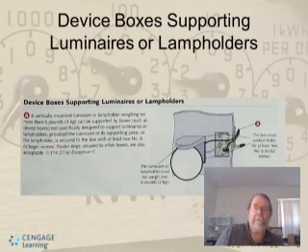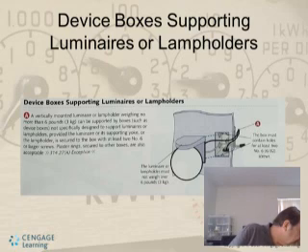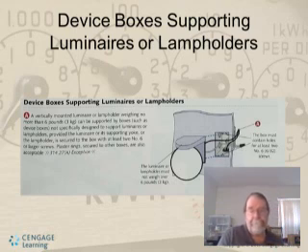Device box supporting lamp holders. Now these boxes, an outlet box used for lighting, shall be designed or installed so that a luminaire lamp holder may be attached. Boxes must be able to support a luminaire weighing at least 50 pounds. Okay, a vertically mounted luminaire or lamp holder weighing no more than 6 pounds. So you can only go 6 pounds with these.